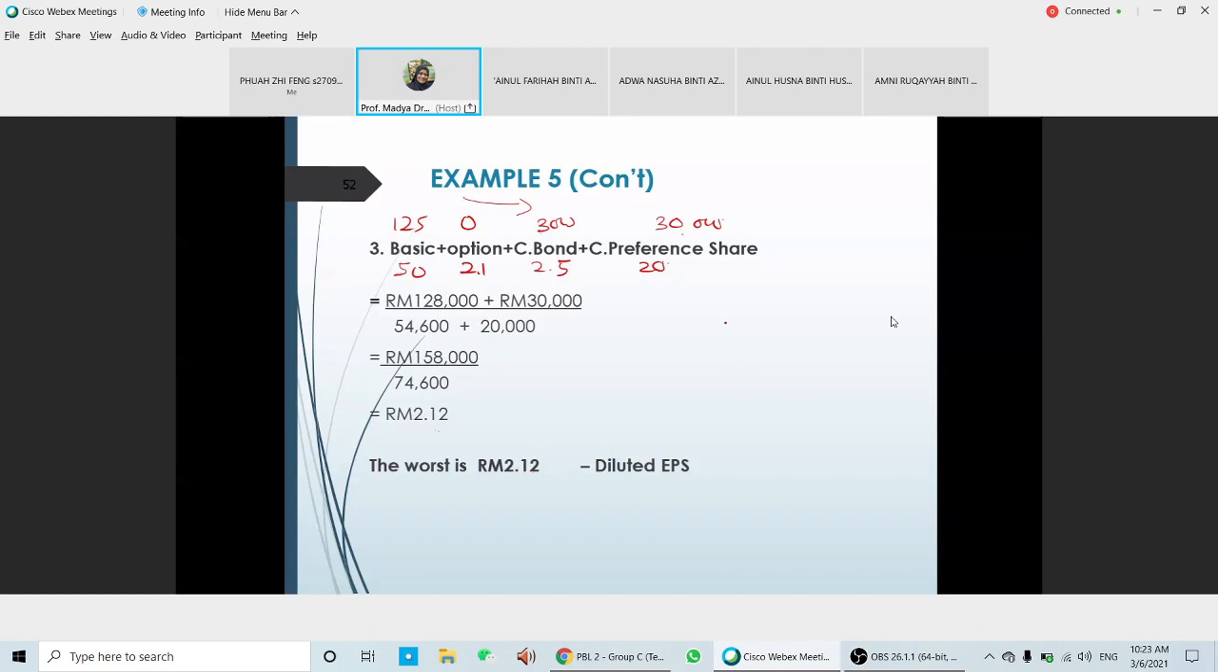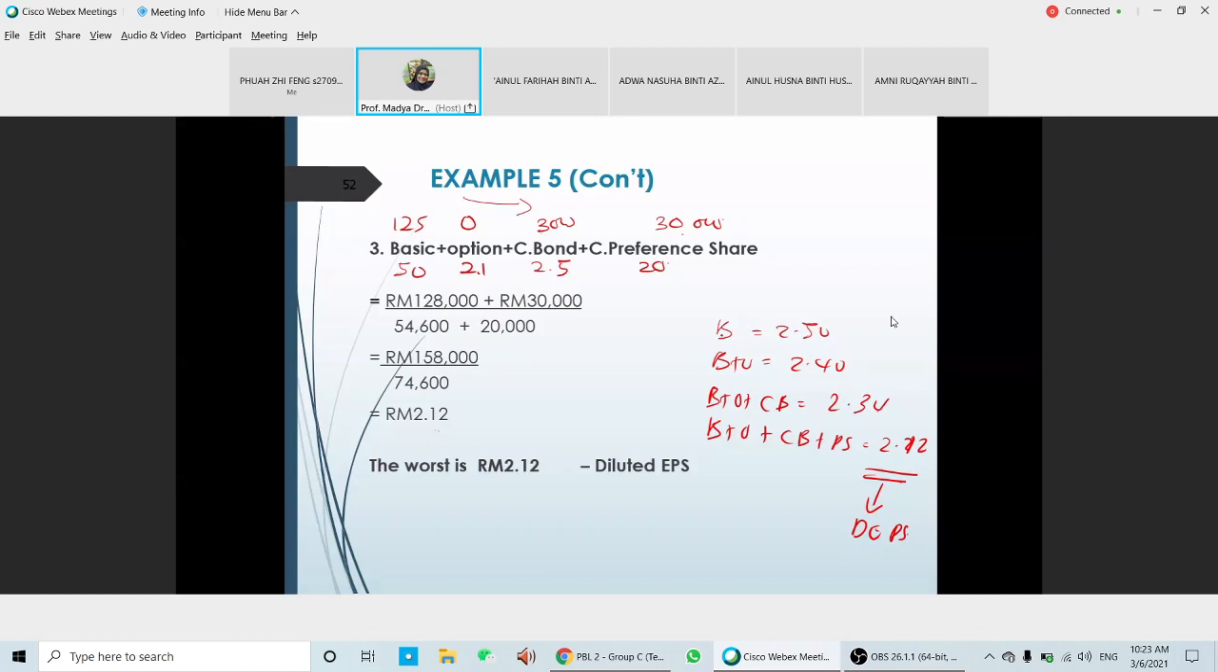So if you look at basic, 2 ringgit and 50. Basic plus options, 2 ringgit and 40. Basic plus options plus convertible bonds here is 2.34. Basic plus options plus convertible bonds plus preference shares here is 2 ringgit and 12. So the lowest figure becomes your diluted earnings per share.